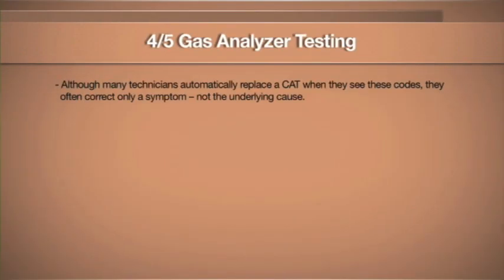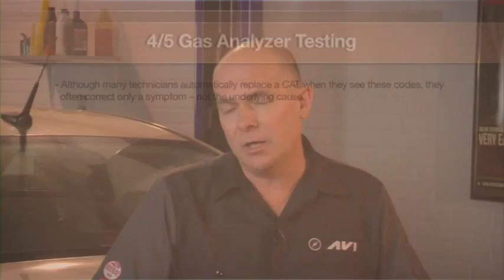Testing using a gas analyzer is probably one of the most efficient ways of determining if there's a fault in a system. Typically, when we have a catalytic converter code, a lot of technicians choose just to replace the catalytic converter. Unfortunately, that's maybe not always a fix for the vehicle. The catalytic converter's performance may be low and set a code due to other system problems. We have to determine what the other system problems are first.